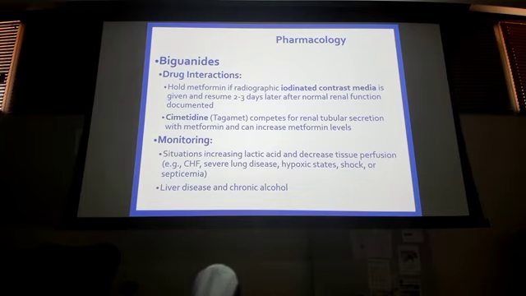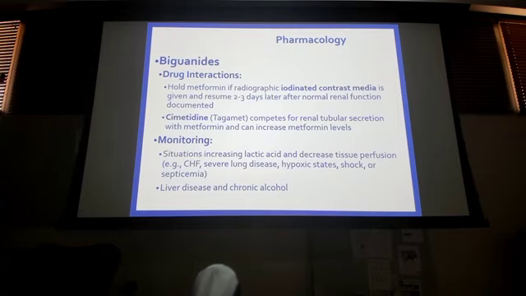So going down, as you can imagine, with how contrast works during scans, it does filter through your kidneys. So if your patient has to have a CT or anything like that, or receive any of that contrast, you're going to want to hold that metformin. And then even after that contrast is given, you're going to want to wait a little bit longer for those kidneys to rebound and be better able to filter that drug.